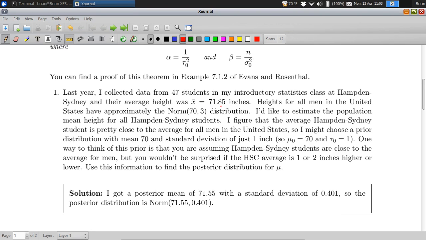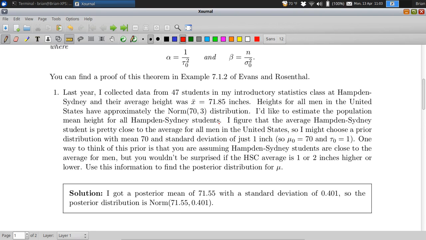And that sample is going to let me say something about the population of all Hampden-Sydney students. I want to know what is the average height of all Hampden-Sydney students. Now, I couldn't get a sample of everybody, so instead I have just a small sample. And based on this small sample, I'm going to update a prior distribution and say that I'm pretty confident that this distribution contains the population mean.